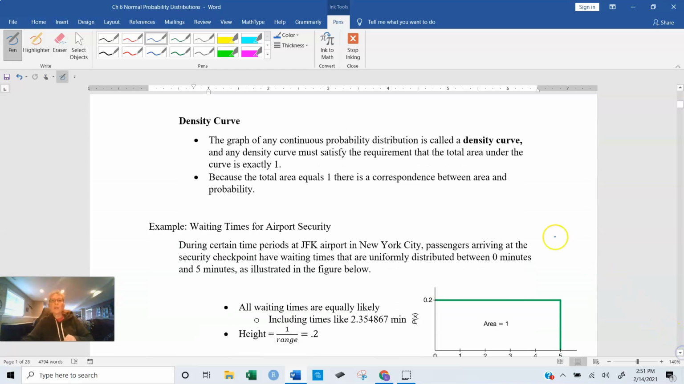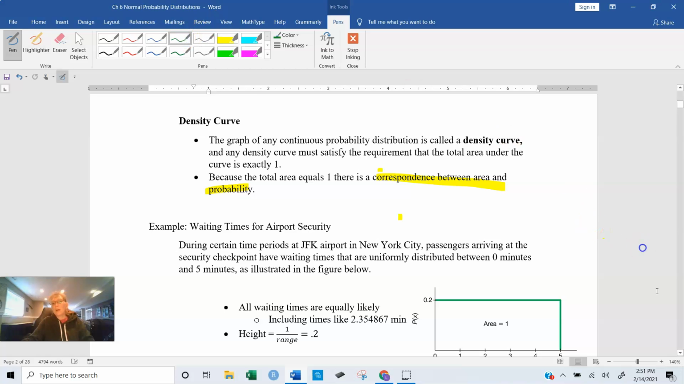All right, a density curve is what these things are called. And a density curve is always the same, and it always has an area of 1, just like before. Our total area is 1, which means our area corresponds to our probability. This here is always true, which we like to use.